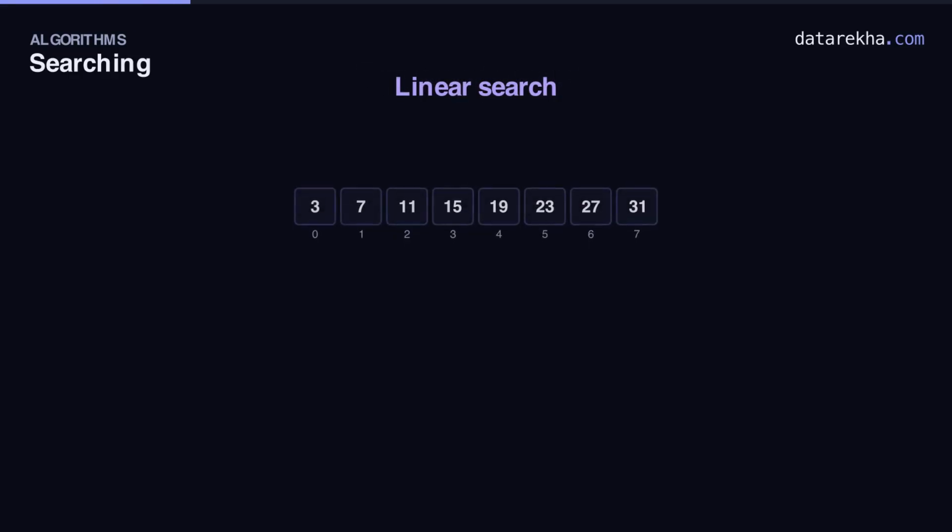Linear search makes no assumptions at all. Here is an array of 8 numbers, indexed from 0. We want the key 19. The plan is simply walk from the left and compare each box with 19, one at a time.